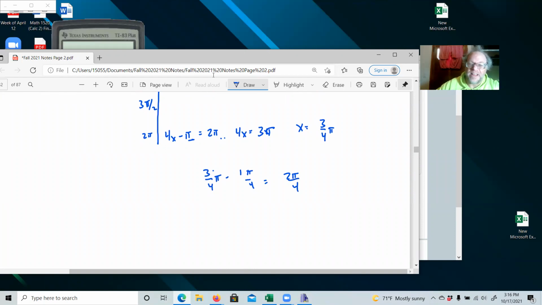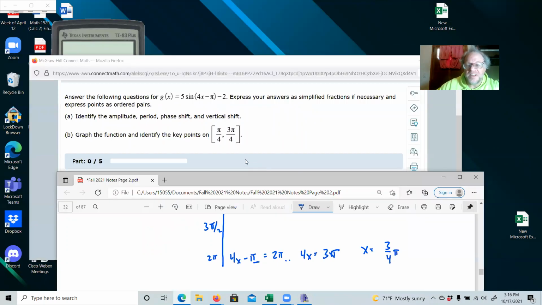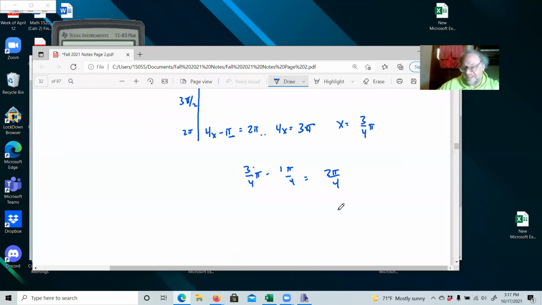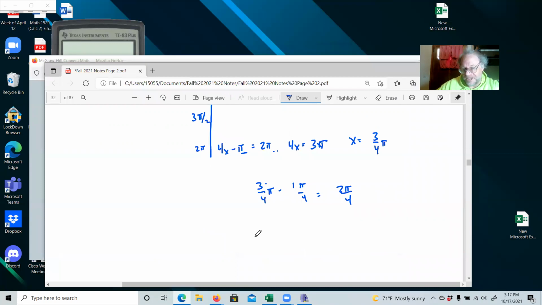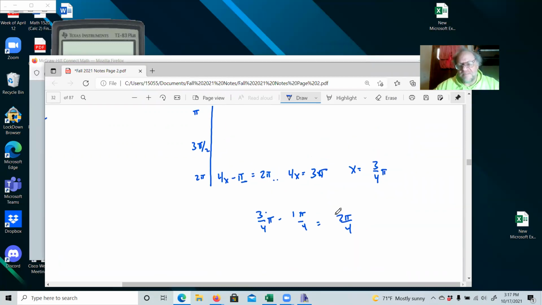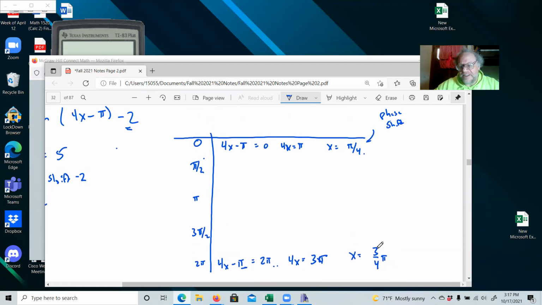On one of my quizzes, I'm not going to tell you to draw it between these two points because it's too easy for you to figure out. They told us between pi over 4 and 3 pi over 4. What if they lied? What if I said between 0 and 3 pi over 4? Now where are you? So we have our beginning and our end.